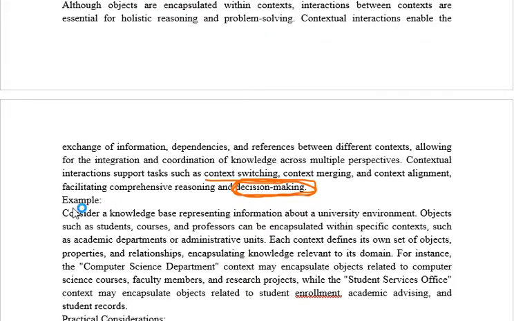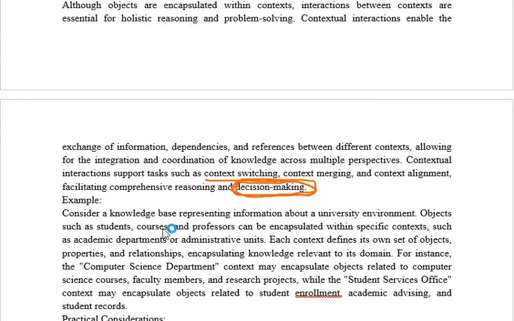Okay. Now let's understand a small example so that you can understand this concept more clearly. Consider the knowledge-based representation of information in a university environment. Okay, they are taking the example of the university. So what are the objects we can find in the university?